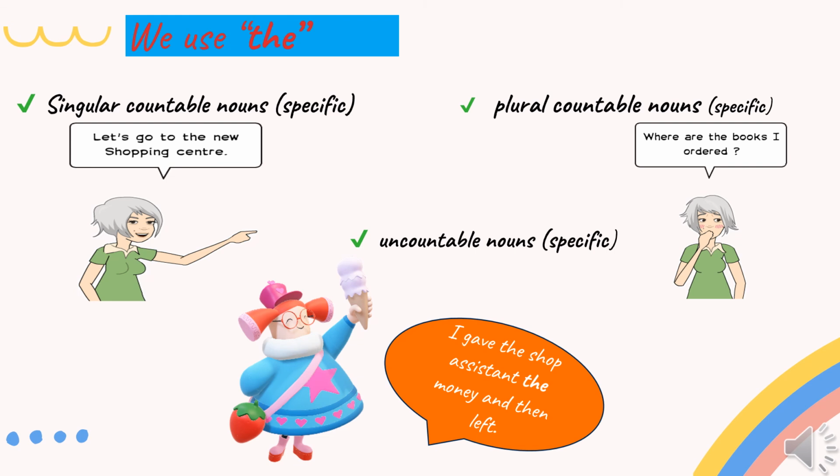Plural countable nouns. Again, specific. Where are the books I ordered? Again, you can use the if the noun is plural, which means many, but which is specific. Uncountable nouns, specific. I gave the shop assistant the money and then left. This is an uncountable noun, which is specific, which means that you cannot count how much money she gave, but she gave it to a specific assistant that was in the shop.